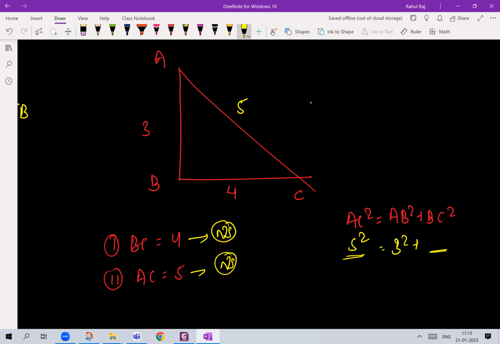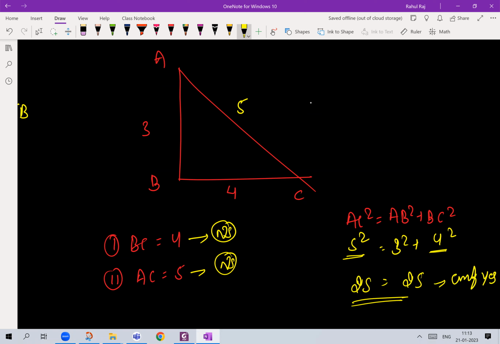I know this is 5 square, this is 3 square, and this is 4 square. Now tell me, what's the problem over here? Now you know that this is 3 square, this is 5 square, this is 3 square, this is 4 square. So imagine this is a small number. You can say, Rahul, 5 square is 25, 3 square plus 4 square is 25, right? You get a confirm yes answer.